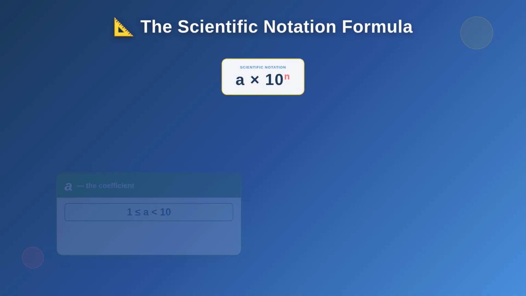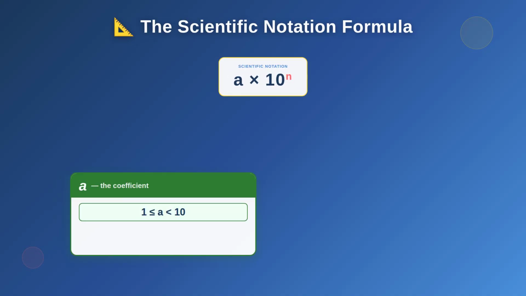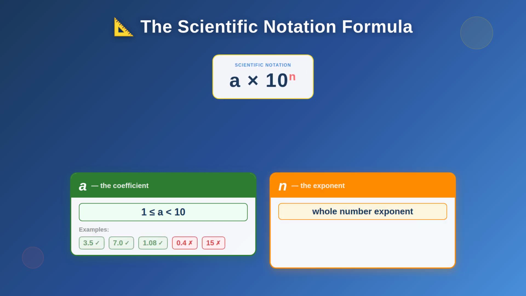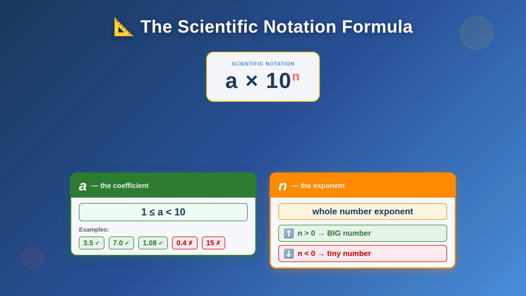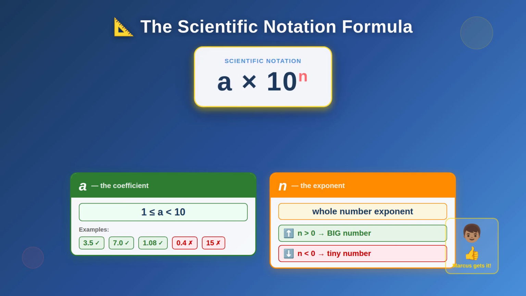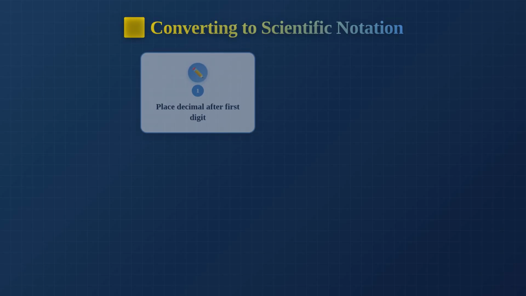Here's the formula for scientific notation. Every number in scientific notation looks like this: a times 10 to the power of n. The rules? First, a must be a number that's at least 1 but less than 10, so things like 3.5 or 7 or 1.08, all good. Second, n is your exponent, a whole number. Positive exponents mean big numbers. Negative exponents mean tiny numbers, less than 1. Think of it as dialing a number up or down in size by moving the decimal point.